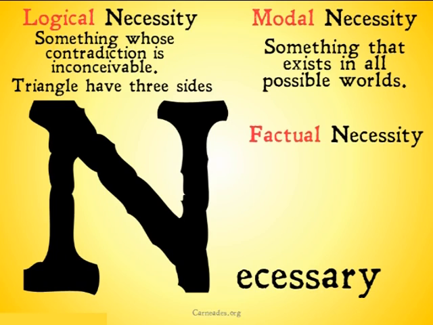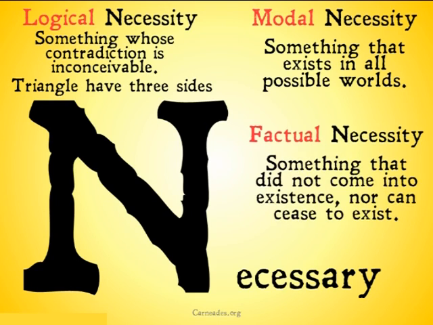Modal necessity, on the other hand, means something that exists in all possible worlds. Basically, I might be able to conceive of the opposite of it, but a world where that exists is not a possible world. Modally necessary things are things that exist in any possible world. Factual necessity, on the other hand, is defined as something that does not come into existence nor can cease to exist. It's basically something that is and always was. Let's take a look at each of these necessities and see which one fits best the cosmological argument.